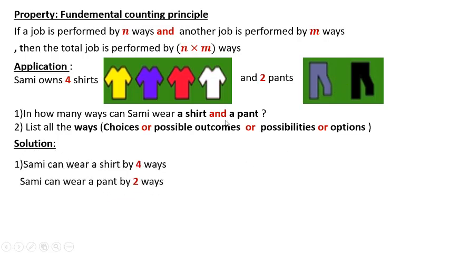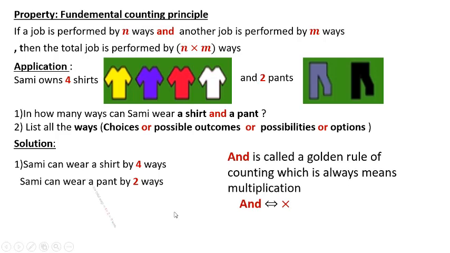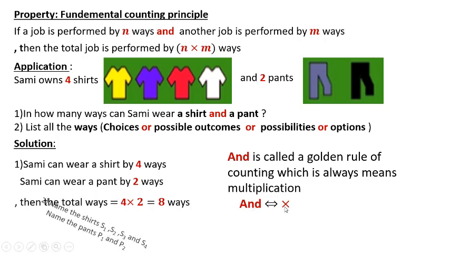This situation is a direct application of the fundamental counting principle. Then the total ways will be 4 times 2 equals 8 ways. And so Sammy can wear a shirt and a pant in 8 options. Pay attention: "and" is called a golden rule of counting, which always means multiplication. Whenever we have "and", we multiply the options.